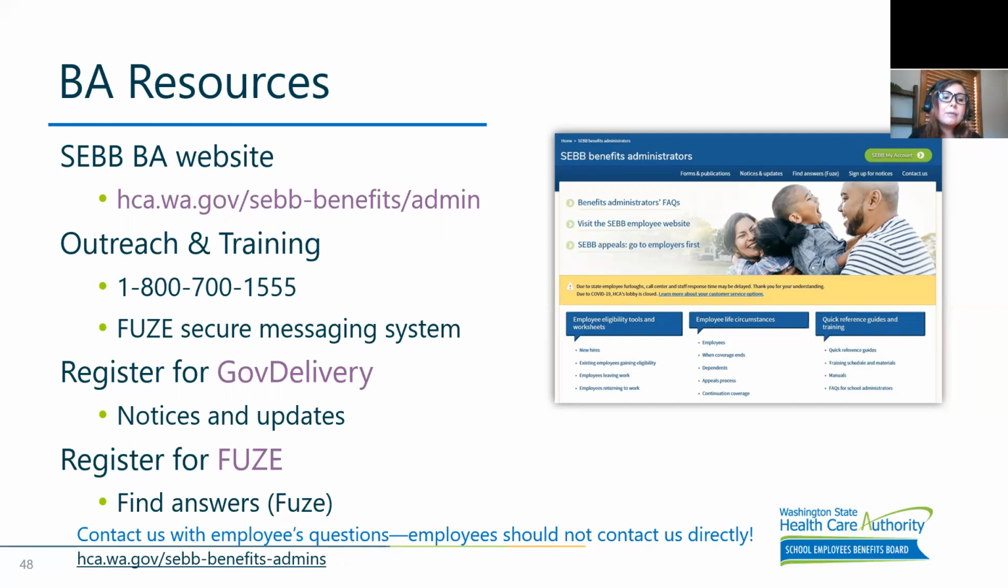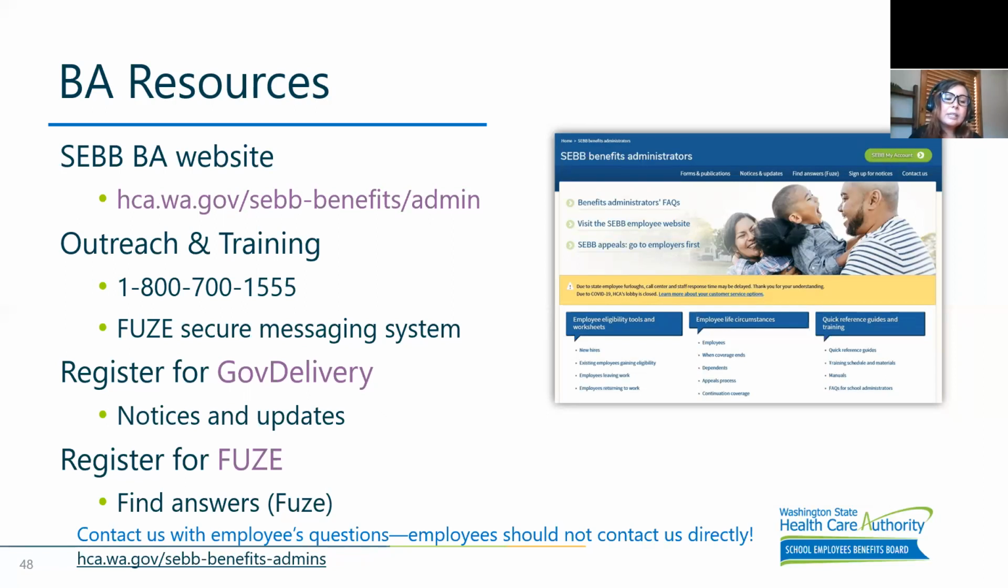And then be sure to register for Gov Delivery if you have not already done so. Gov Delivery is what we use at the Healthcare Authority to communicate with all of our benefit administrators on important updates, topics, and reminders. So be sure to go and register for that. You would go to the benefit administrator website, click on notices and updates, and input your email to sign up for Gov Delivery.